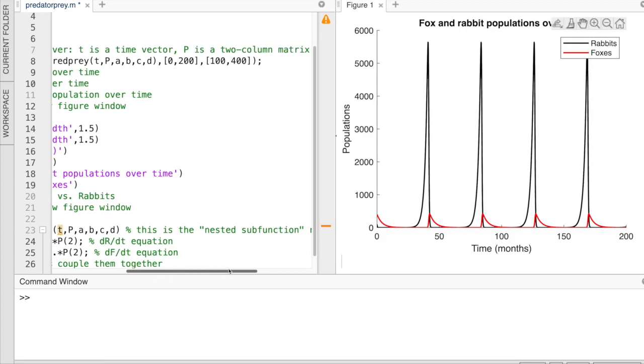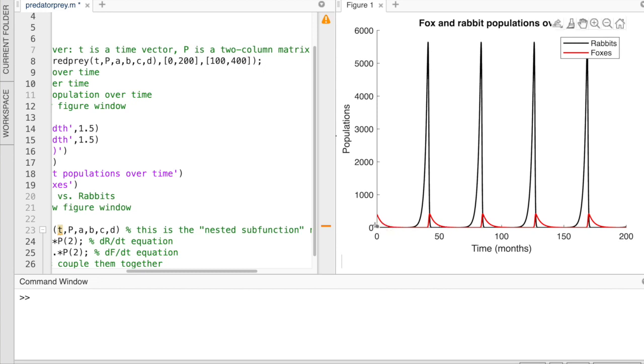Okay, so in this scenario, I start with 100 rabbits and 400 foxes. That's so many predators for a fairly small food supply relative to the number of predators. So you can see the foxes just immediately die off. They go almost all the way down to 0, but not quite.